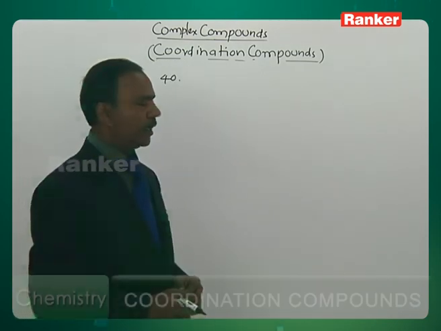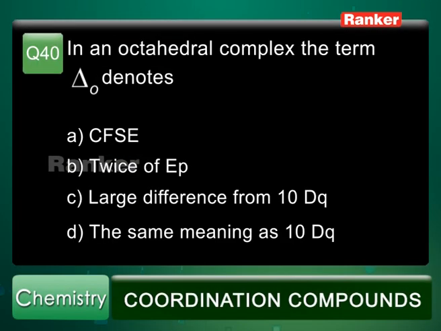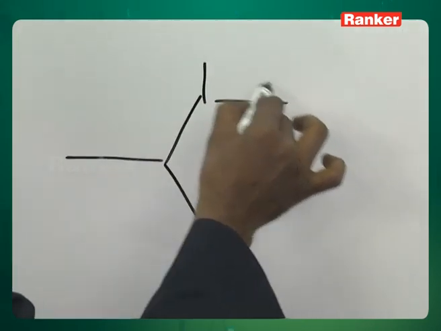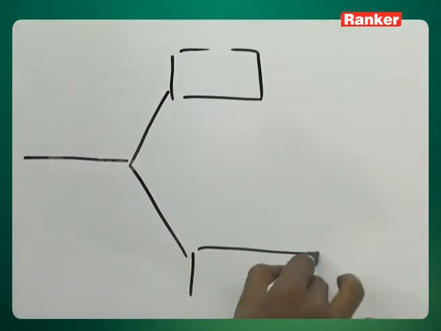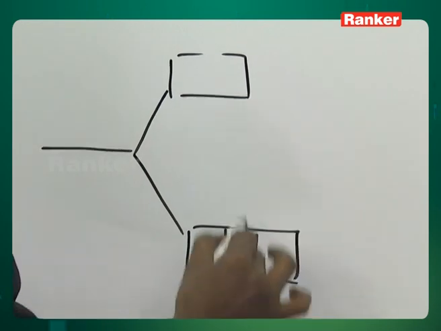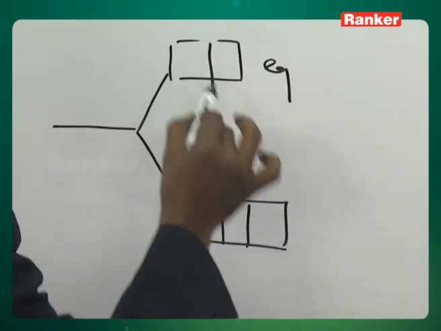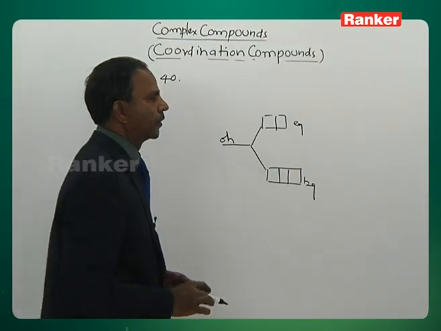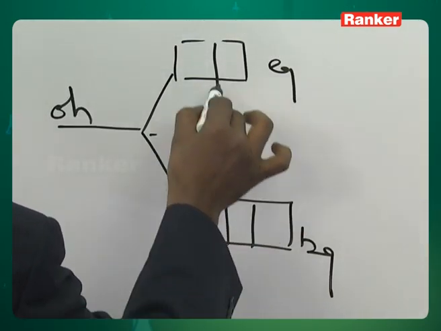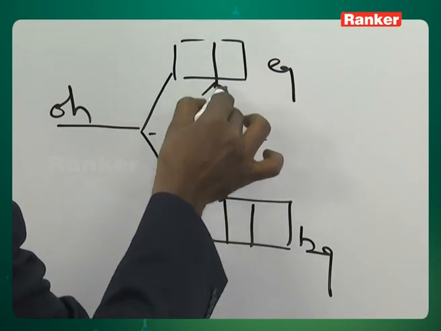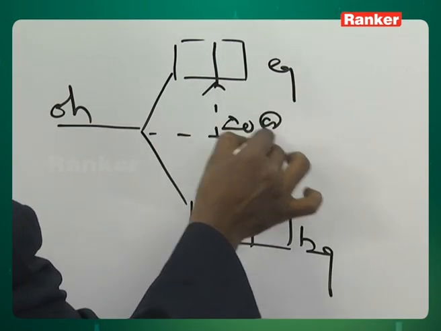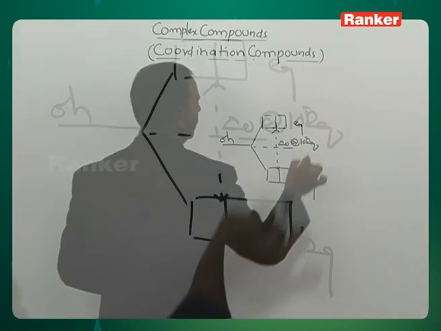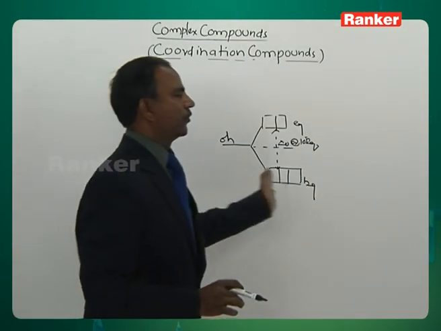Coming to question number 40. In an octahedral complex, the term delta O denotes what? Wherever we write a splitting diagram, whether octahedral or tetrahedral, the higher energy level we say is EG and the lower energy level is T2G. Considering octahedral geometry, we represent this by either delta O or 10 Dq. Delta O and 10 Dq give more or less the same meaning.